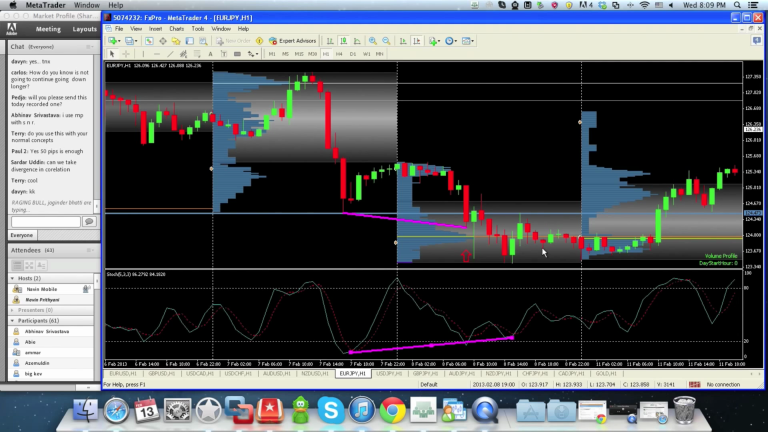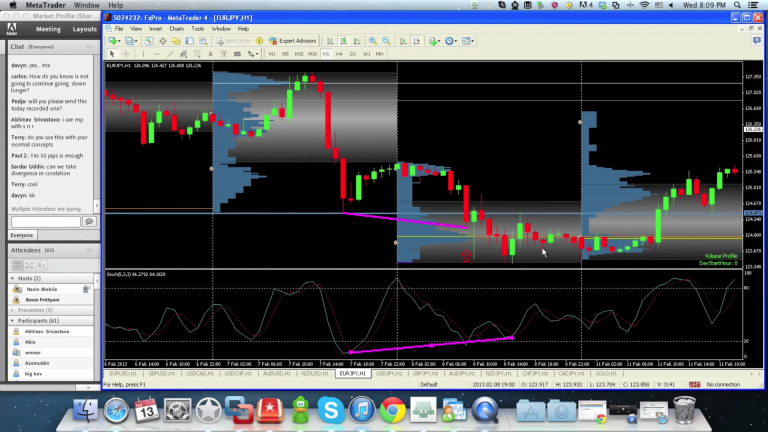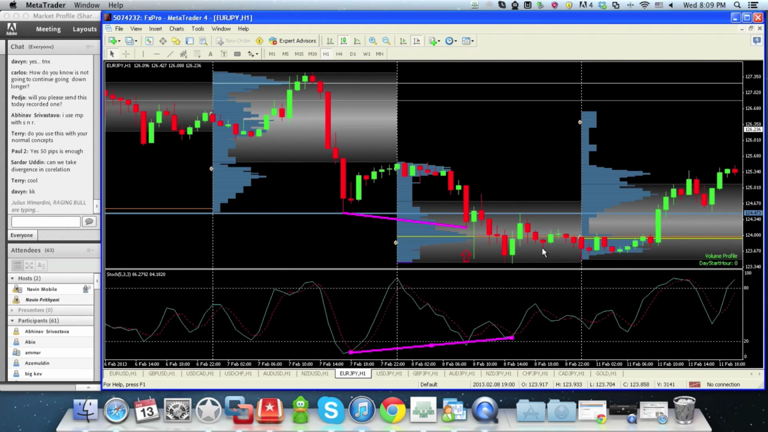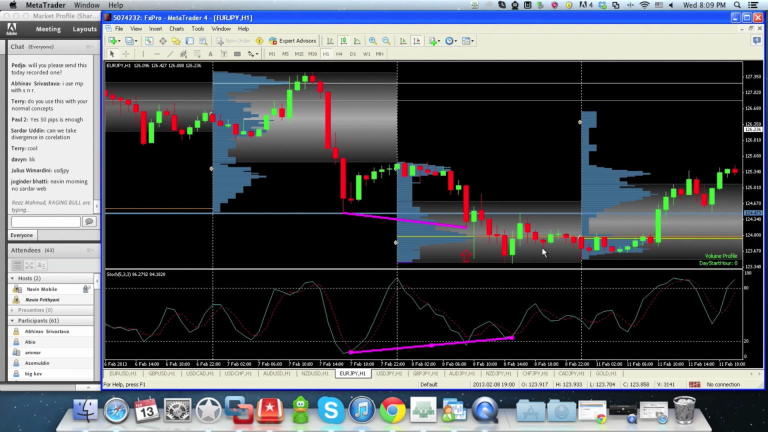Next pair. Anyone give me a pair? We'll look at some examples. We'll look at a couple more examples, and then we'll call it a day. US dollar, Japanese yen. All right.